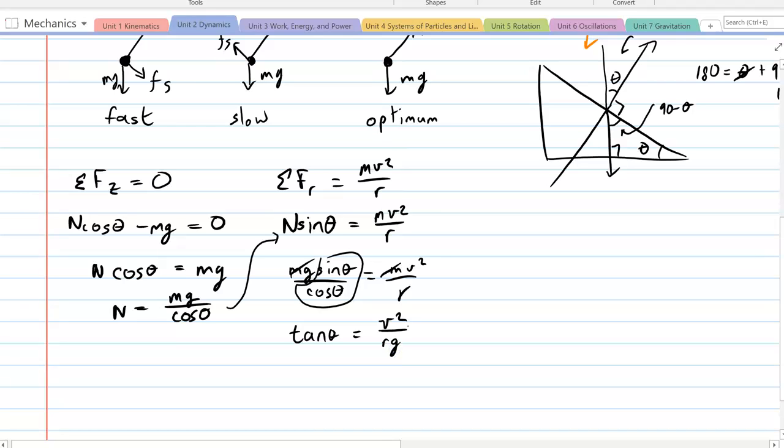And then I guess if you want to find the speed, because that's typically the case, I'm going to draw an arrow here. We multiply both sides by rg and just take the square root. So we're left with the speed of the car that gives it the optimum speed: v equals the square root of rg times the tangent of whatever the angle of the incline is. Alright, so whatever it is, you just plug it in and you can find the best speed you should take to have no friction.